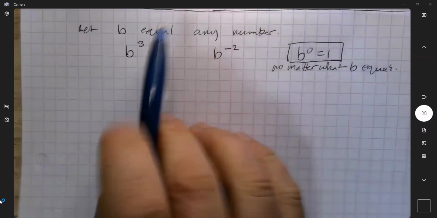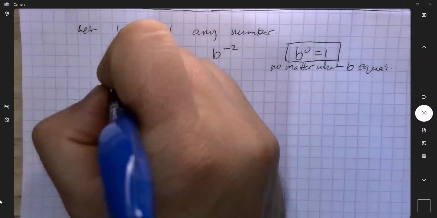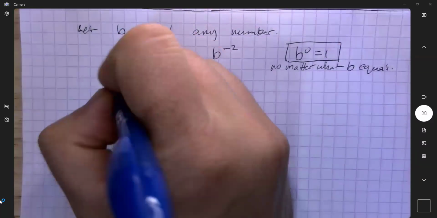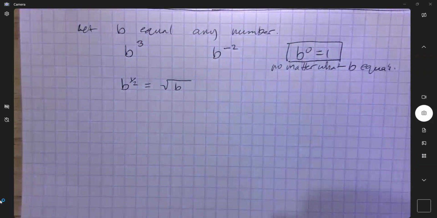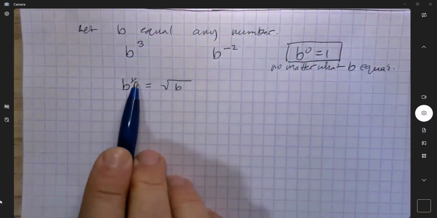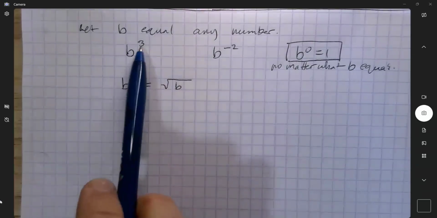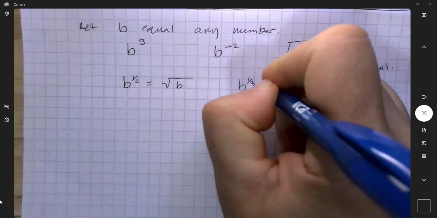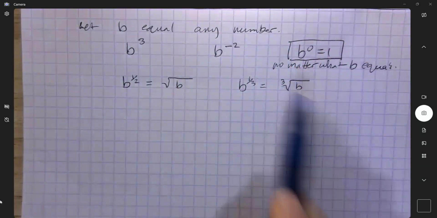So we've dealt with positive integers, negative integers, 0. Now let's deal with fractions. Again, our notation is chosen because it makes the rules work. B to the 1/2 is how we write the square root of B. And as soon as we do that, it allows us to use these powers, add them together, subtract them, etc., just the way we did with the integer powers. B to the 1/3 is the cube root of B, which we write as the root sign with a little 3.